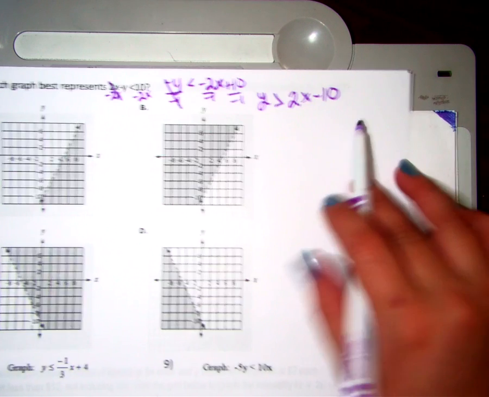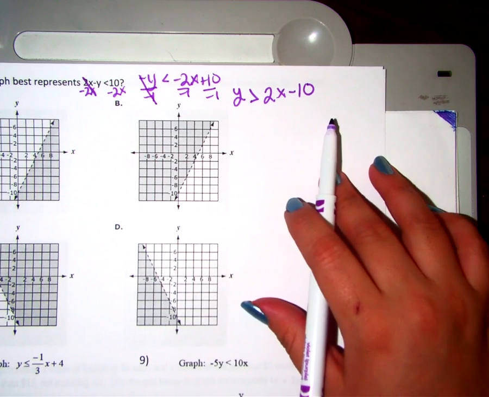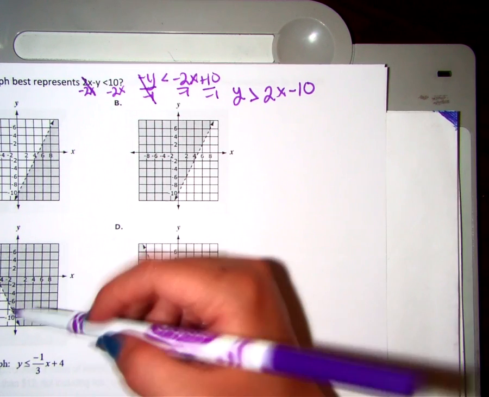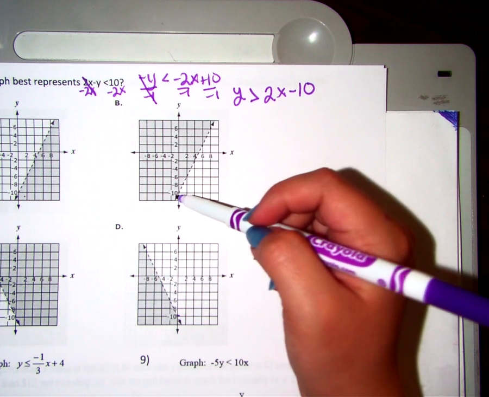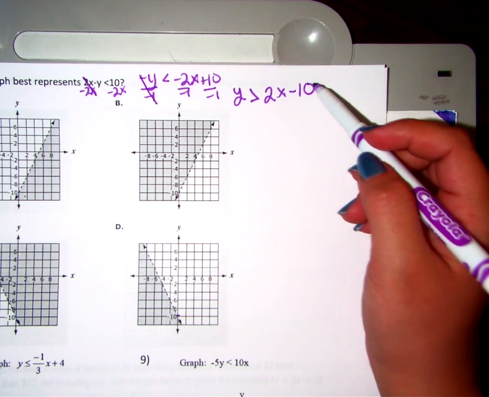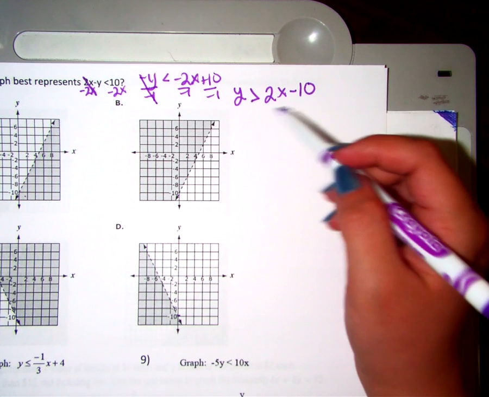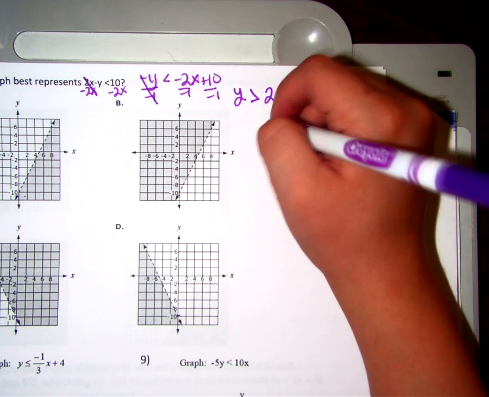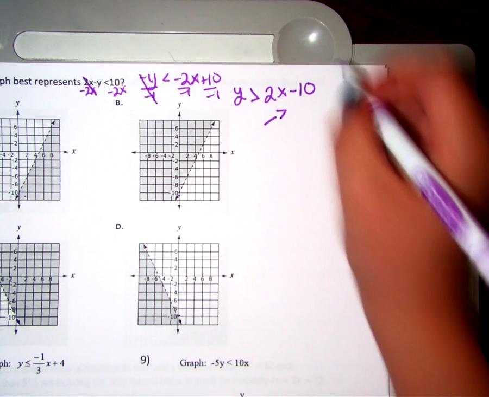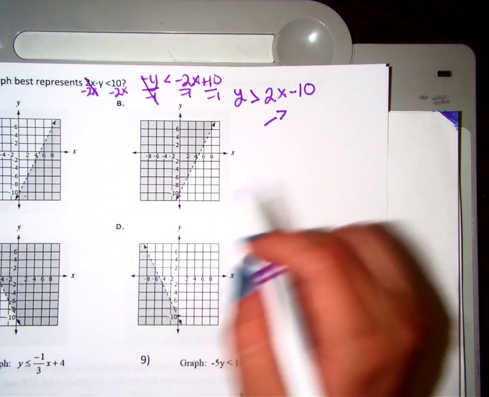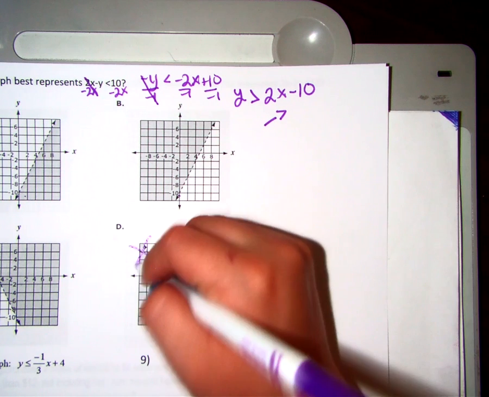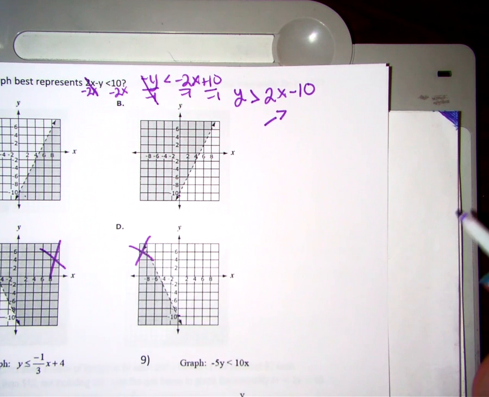So let's start with our y-intercept of negative 10. This one has it, C has it, A has it, and B has it. So we couldn't cross anything out. Our slope is a positive number, so that means it's going to be going up from left to right. A is doing that, B is doing that, D is not, and C is not. So it's not one of those.